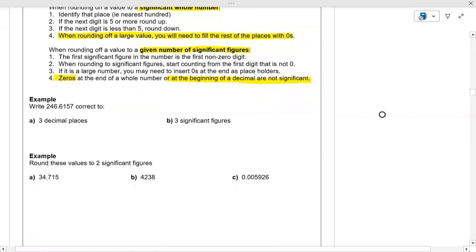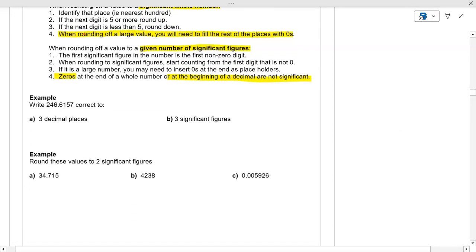So we're looking here, the first one's just with decimal places. So write 246.6157, correct to 3 decimal places. So I go through, here's my third number. My next number is a 7, so we'll round it up. So I get 246.616. That's 7 rounded by 5 up by 1.